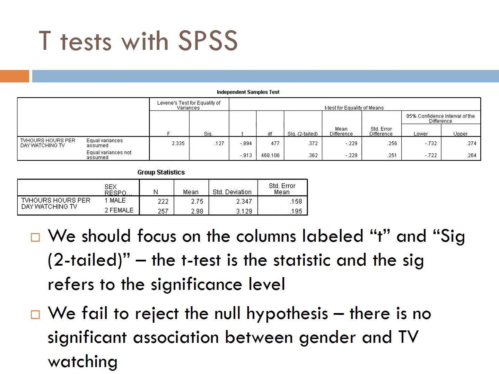So you should focus on the columns labeled t and Sig two-tailed. The t is the test statistic and the Sig refers to the significance level. When we fail to reject the null hypothesis, there is no significant association between gender and TV watching. So basically, males and females watch television at about the same rate.